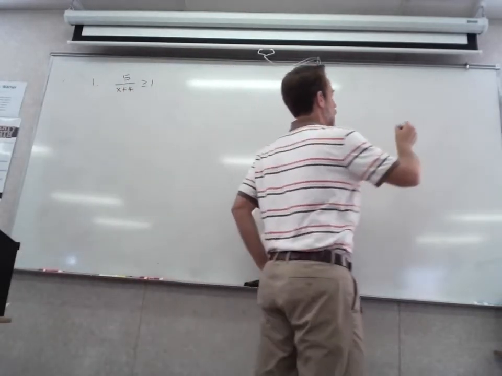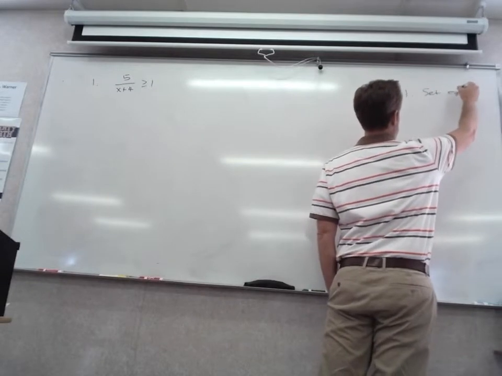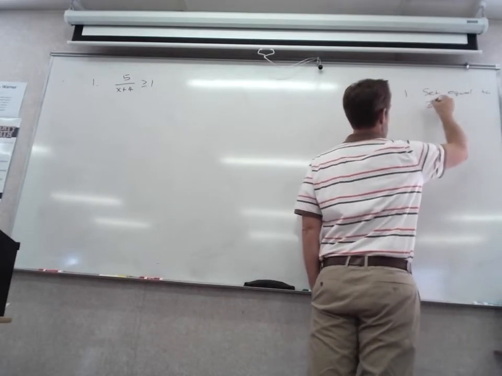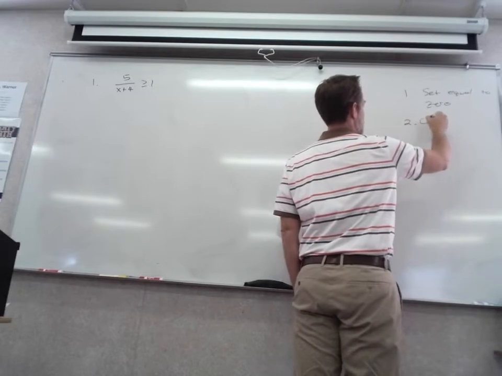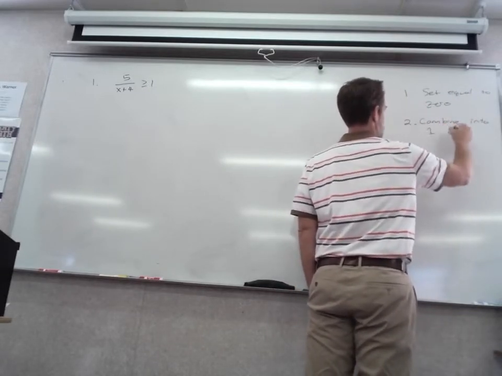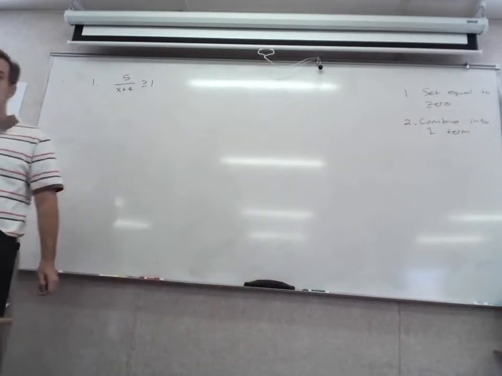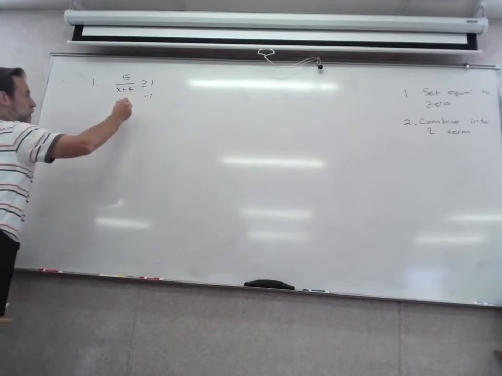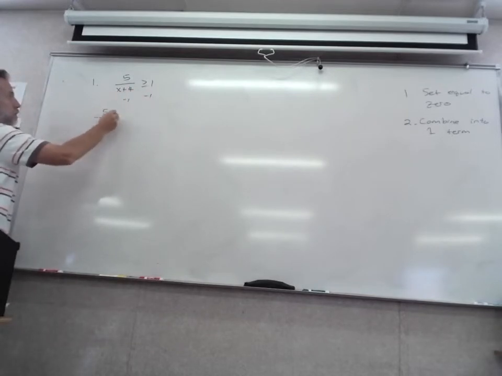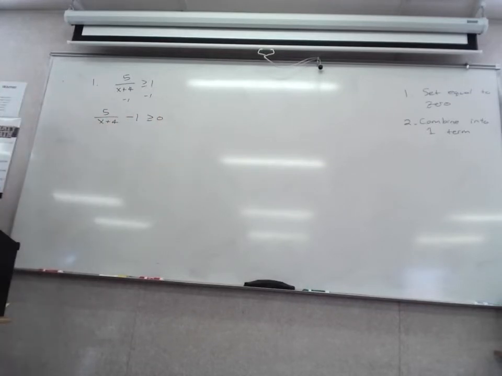Well, the first thing we're going to have to do is set it equal to 0, and then combine it into one term, or one fraction is really what that's going to look like. So I'll start by just subtracting 1 from both sides. But then I want to combine this by finding a common denominator and converting it into one fraction.